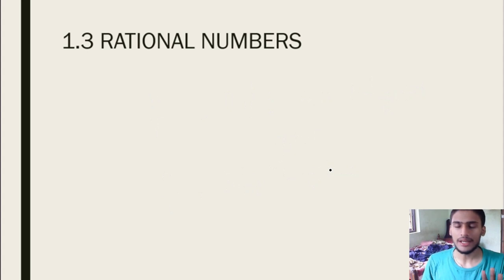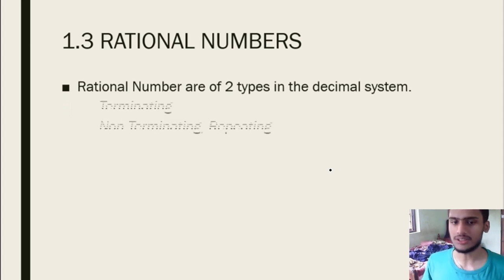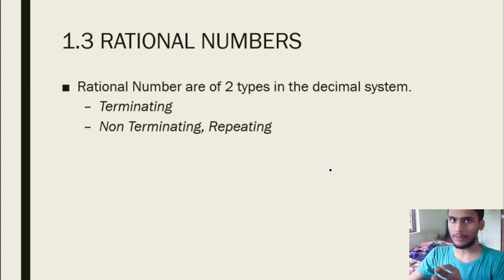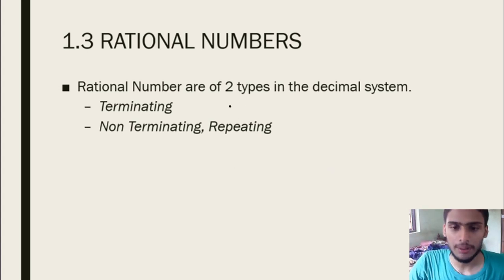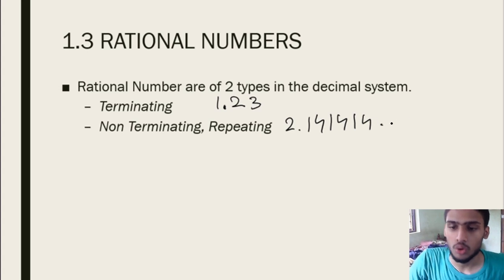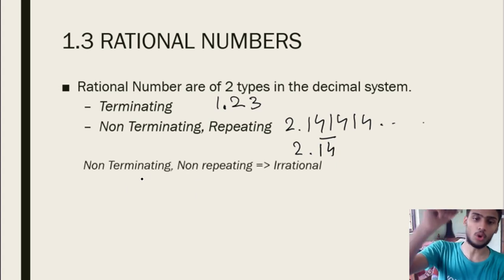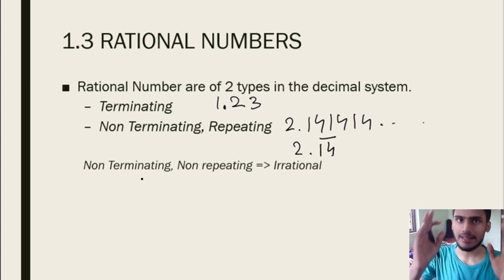And just again looking at the properties of rational numbers in their decimal expansion, rational numbers can be of two types. That is, they can be terminating or non-terminating and repeating. For example, a terminating rational number would be 1.23. A non-terminating repeating rational number will be something like 2.141414, and so on. That is 2.14 bar. And just to bring it back to mind, if it is non-terminating and non-repeating, then it is definitely irrational. Do not forget that.